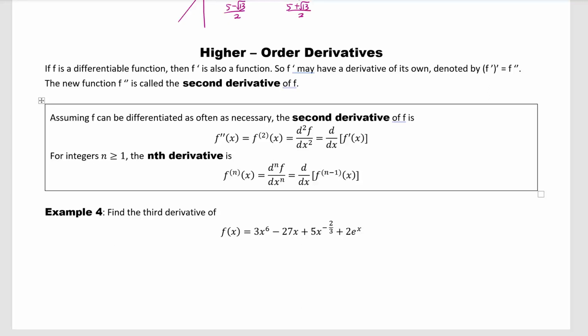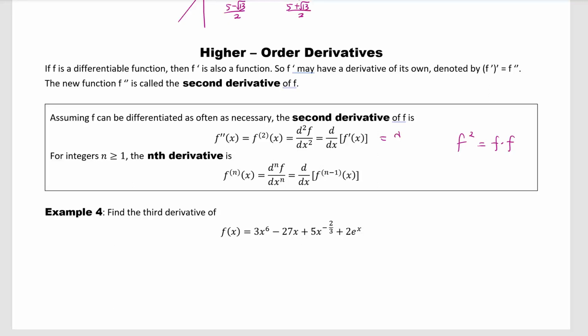Assuming f can be differentiated as often as necessary, the second derivative is f prime prime. We call it f double prime, written f to the parentheses 2. Be careful here: parentheses denote derivative. If you don't have parentheses, if you just have f squared, that means f times f. So it's very important to have the 2 inside the parentheses in the exponent. That equals the second derivative.